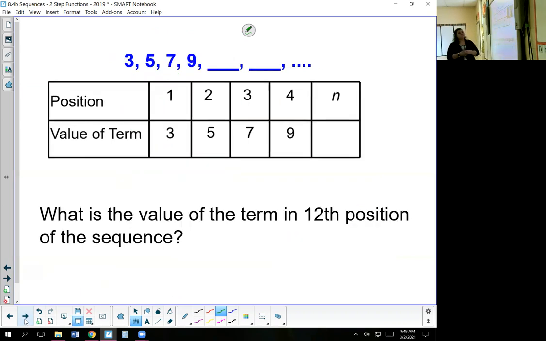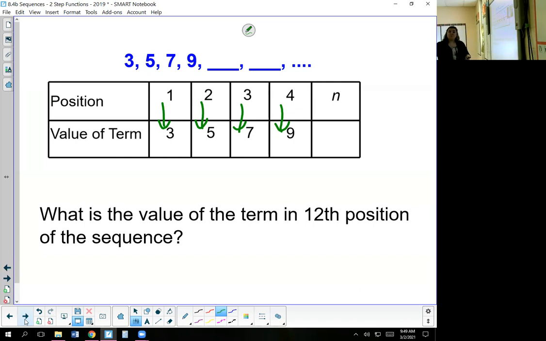Okay, same idea here. From here to here, here to here, here to here. How do I go from my n to my position? You have to look at it. Am I multiplying? Am I adding? What am I doing? Am I adding 3 each time? No, not adding 3. Am I adding 2 each time? I'm not, so I can't do that.